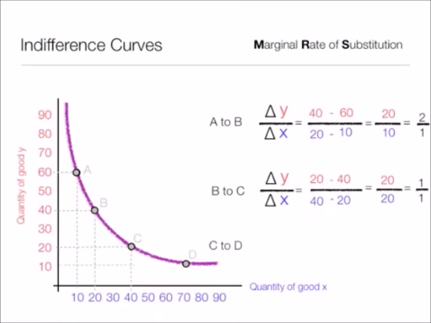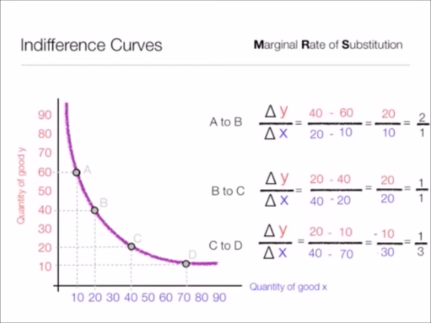Now if I continue on and I'll add point D, I'm going to move from C to D and calculate the marginal rate of substitution. So I look at the change in y divided by the change in x again. So that's 20 minus 10 and 40 minus 70. This is equal to 10 divided by 30. So the consumer is willing to give up 10y to get 30x, or a 1 to 3 ratio.